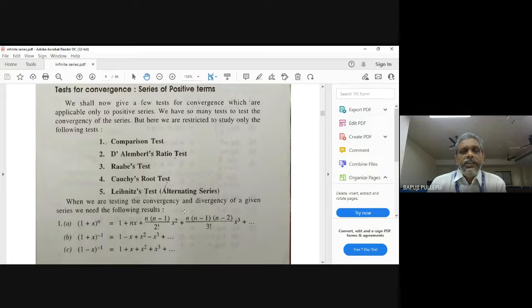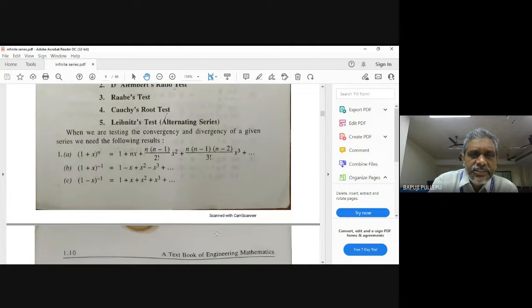(1+x)^n, you already know the formula: 1 + nx + n(n-1)/2! x^2 and so on up to infinity, where x is very small. (1-x)^(-1), what will you get? Plus and minus, alternating signs: 1 - x + x^2 - x^3. So minus into minus means plus, so all terms are plus.